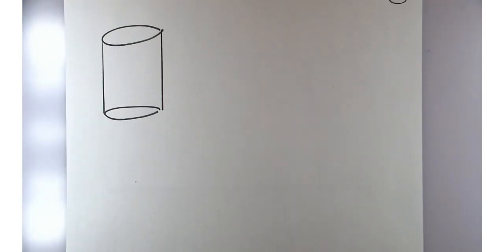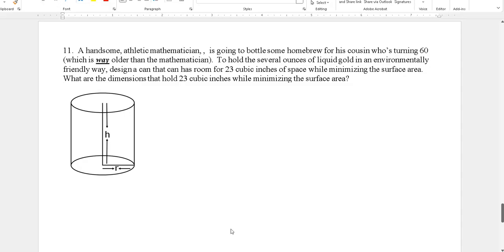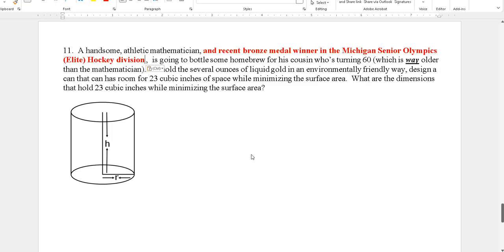Okay, let's do another one. So again, we're going to go back to a problem on last summer's exam. So an anonymous, handsome, athletic mathematician. Wait a minute, I need to update this a little bit, even though it's still anonymous. There we go. Is going to bottle some homebrew. Now, if you're going to bottle your homebrew, maybe put it in a can. It'd be nice if that can was environmentally friendly. That is, you build it with the least amount of aluminum that you would possibly need.